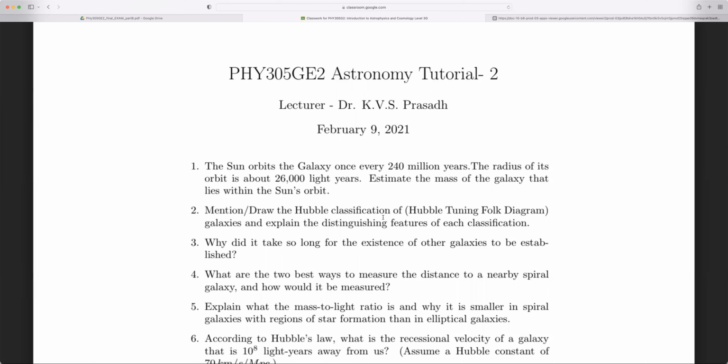And then there was a question: why did it take so long for the existence of other galaxies to be established? The reason is that we didn't have a proper mechanism to measure the larger distances, right? The only method that we had at that time was to measure the parallax angles, which will not work for larger distances.